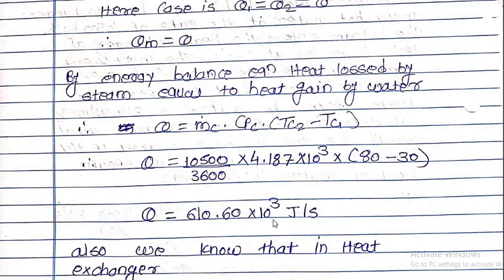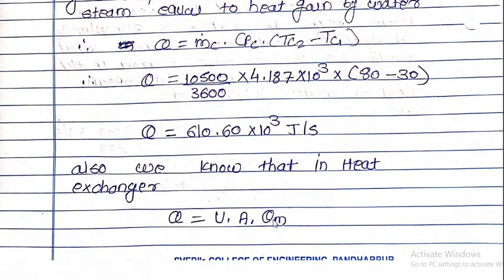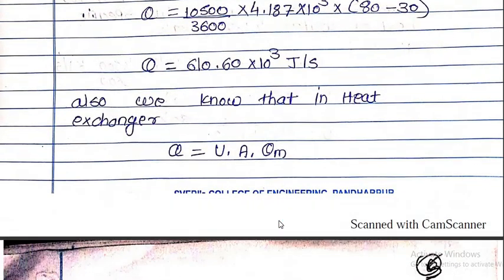Also we know that in case of a heat exchanger, the total heat transfer rate is given as Q is equal to U multiplied by A multiplied by theta m. Where theta m is nothing but the logarithmic mean temperature difference, and in this particular problem, for the counter flow heat exchanger, theta m is equal to theta, that is equal to 100 degrees Celsius.